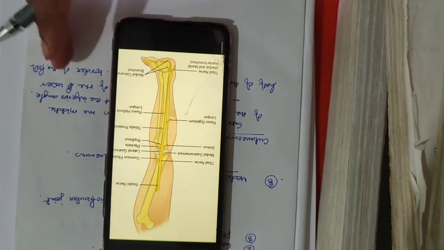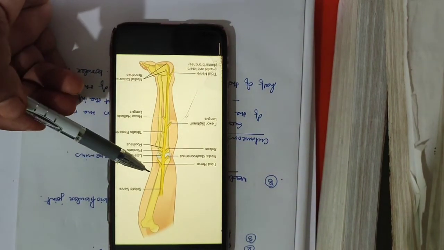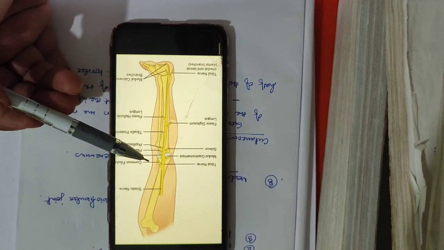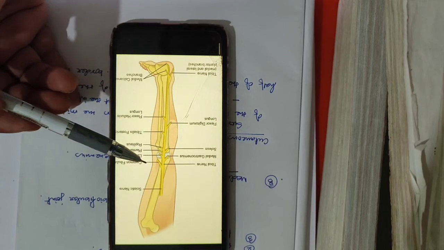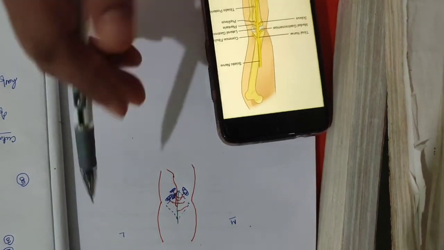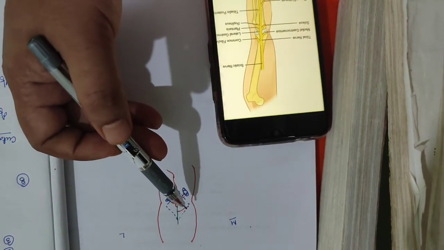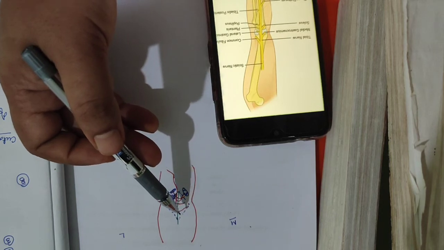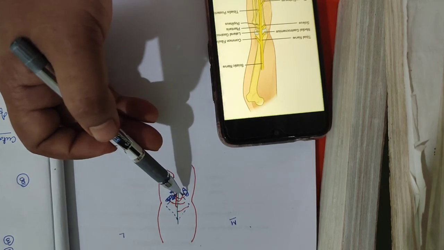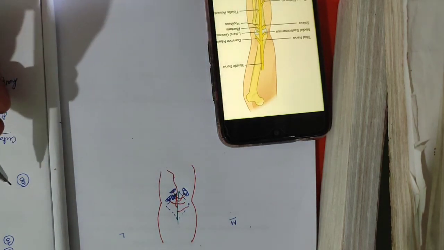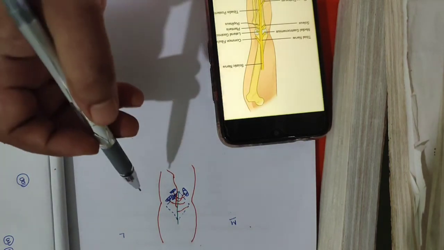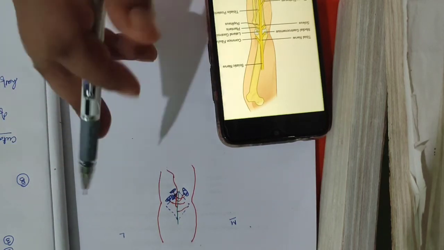Again I am showing the picture. You can see the tibial nerve here in the popliteal fossa. It gives three genicular branches: the superior medial genicular branch, then the medial genicular branch, then the inferior medial genicular branch. And one cutaneous branch, that is the sural nerve.